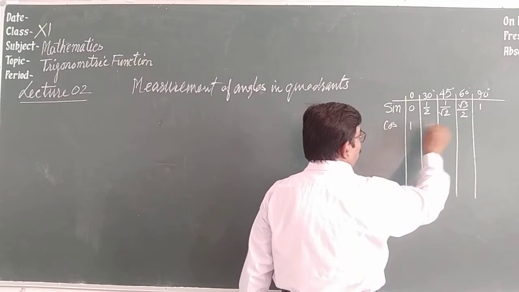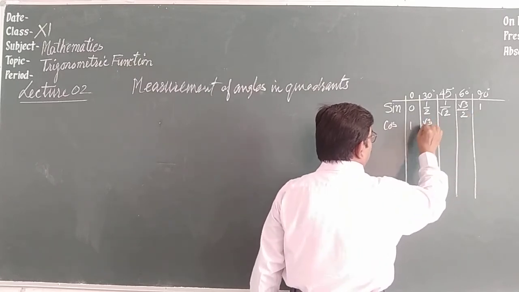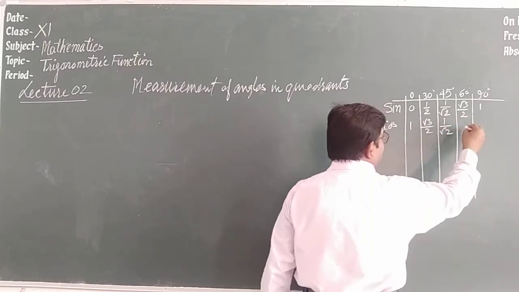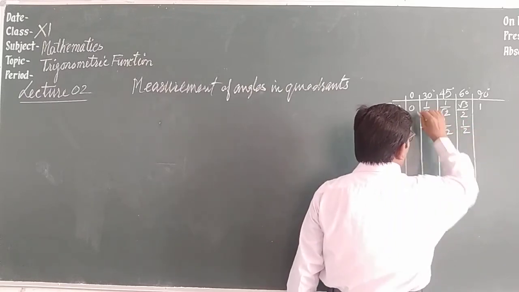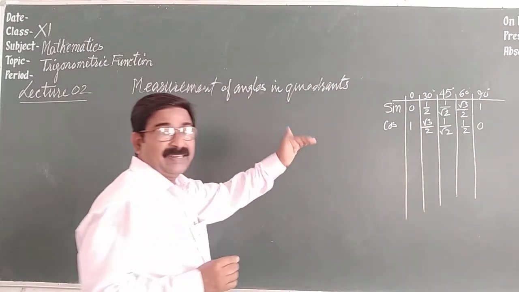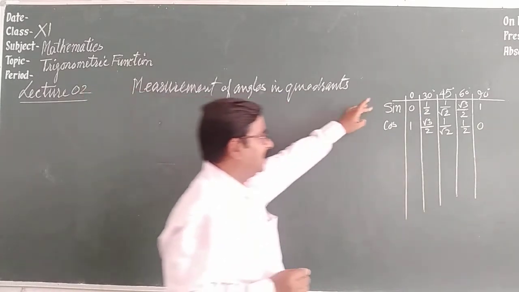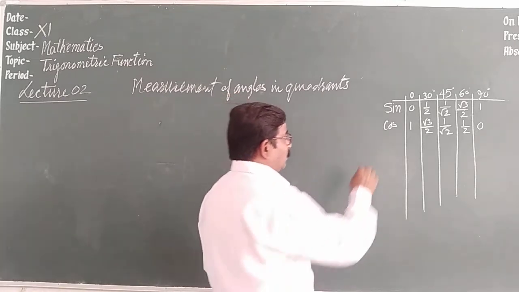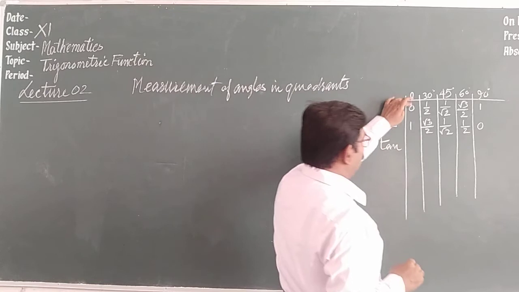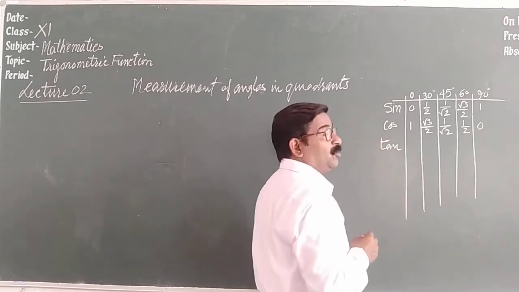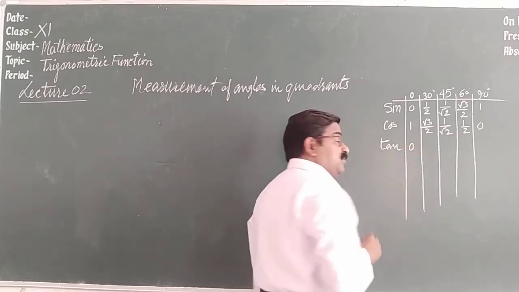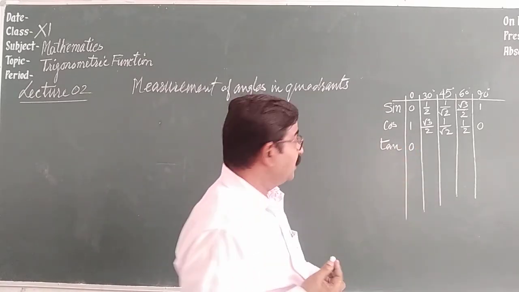Cos 0 is equal to 1. This comes root 3 by 2. This is in the same place, 1 by root 2. This comes here, 1 by 2. This is 0. When we divide sine upon cos, it is tan. So, if we find tan 0 upon 1, what is it? 0. When 0 is divided by any number it is 0.